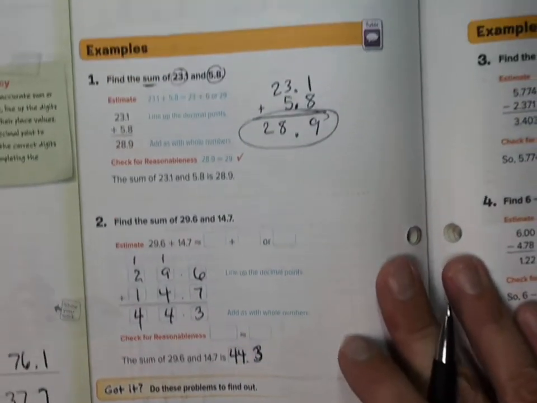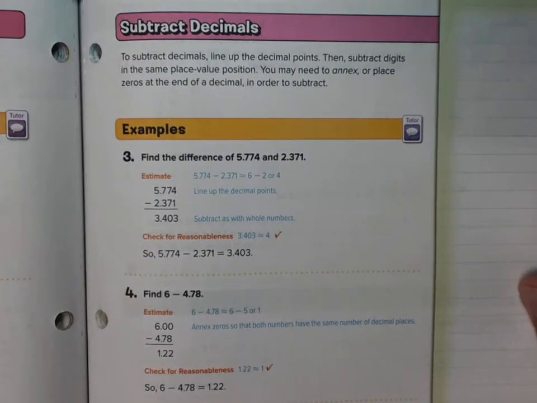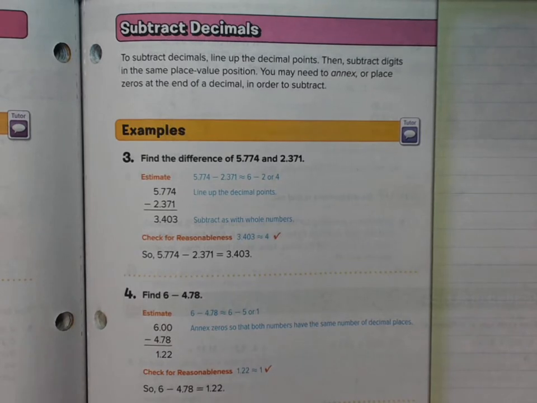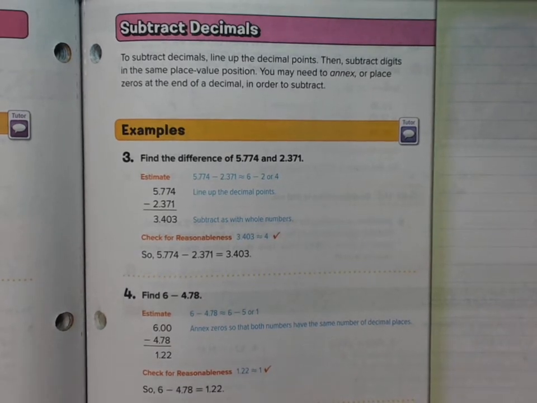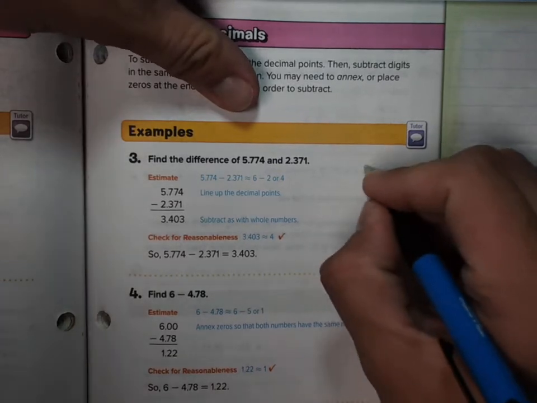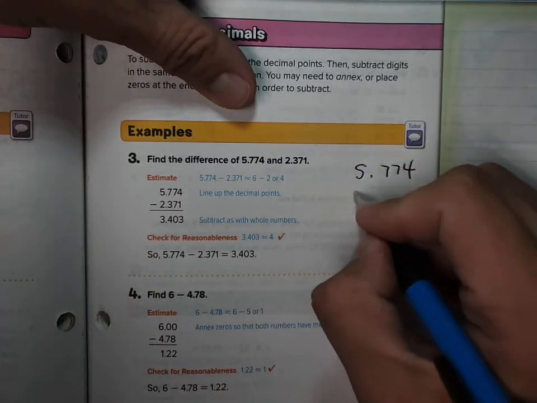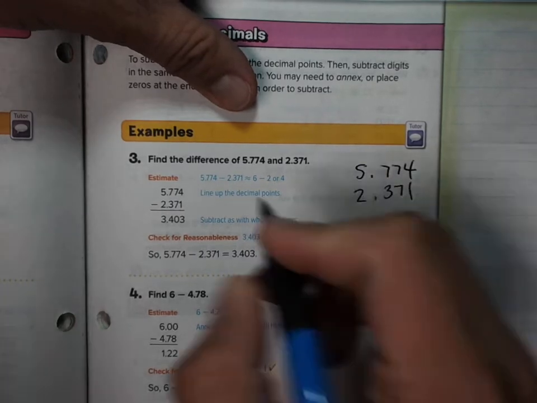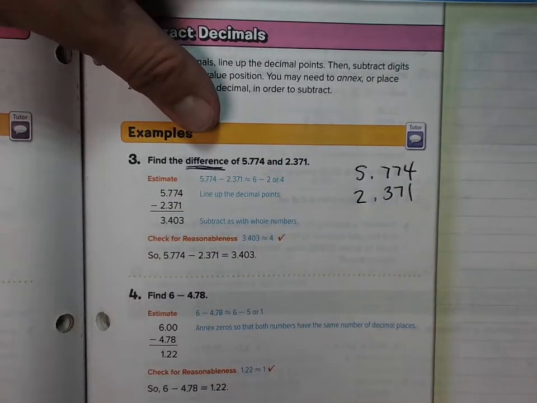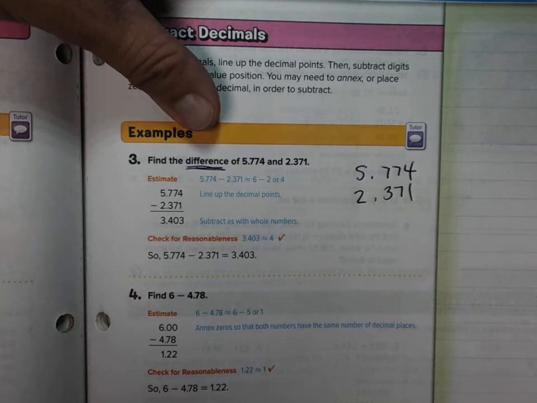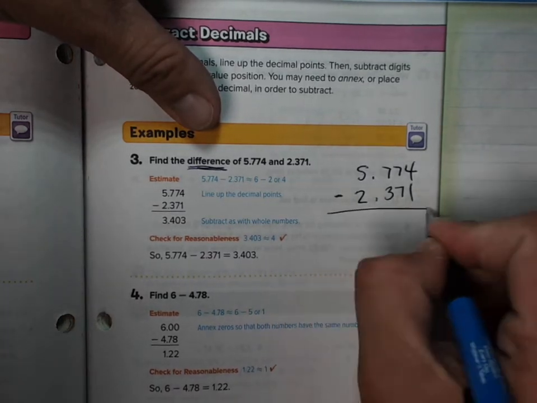Now we're going to switch gears and go to subtraction. Same rules apply here. You still have to line up the decimal, and then you just subtract. You might have to annex zeros like I've talked about in the past, but not always. So like example number 3 here. Okay, so 5.774 minus 2.371. They said find the difference. Difference means the answer to a subtraction problem. So now I know I'm subtracting.